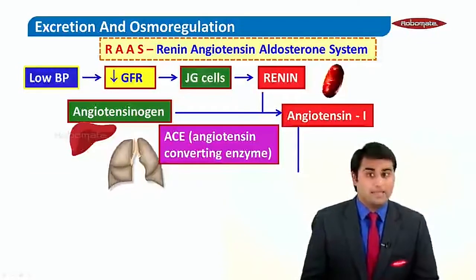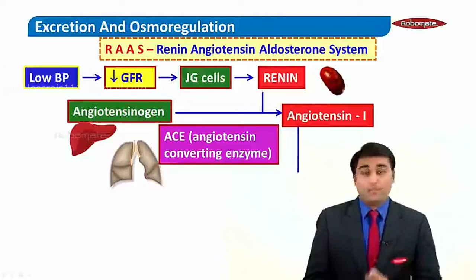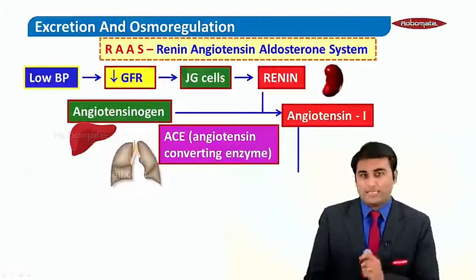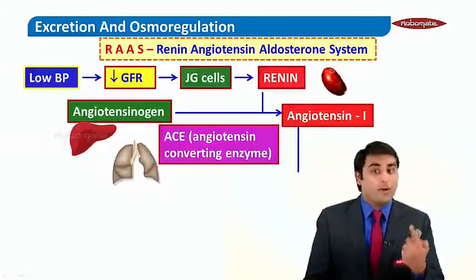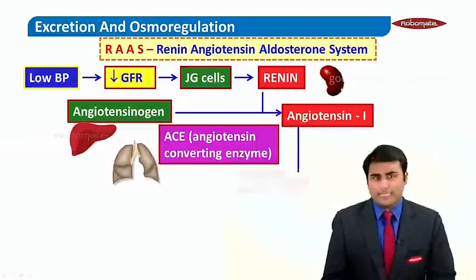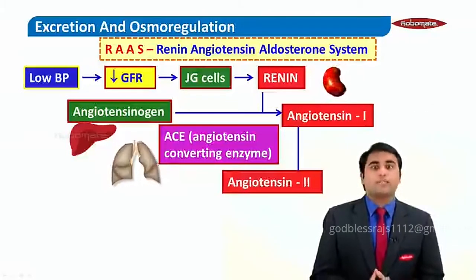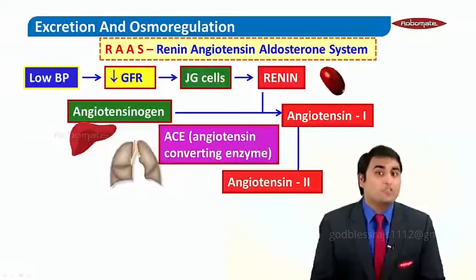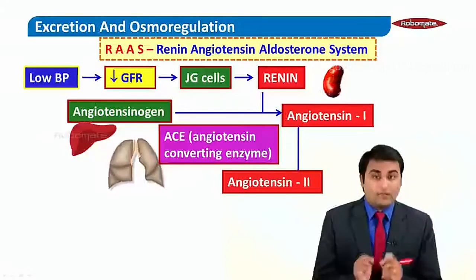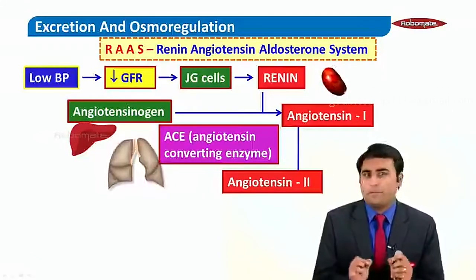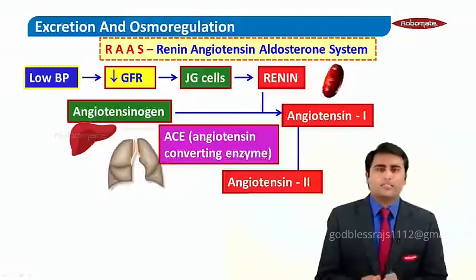Now as the angiotensin 1 arrives in the lungs, it gets converted in the presence of an enzyme in the lungs called angiotensin converting enzyme, which is also abbreviated as ACE. Now the ACE converts the angiotensin 1 into the other form of angiotensin, that is angiotensin 2. Now we have angiotensin 2. Now angiotensin 2 is a very important protein, because this protein will cause the increase in blood pressure. Yes?